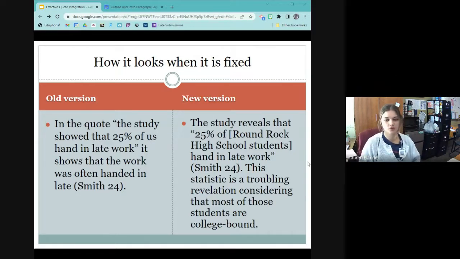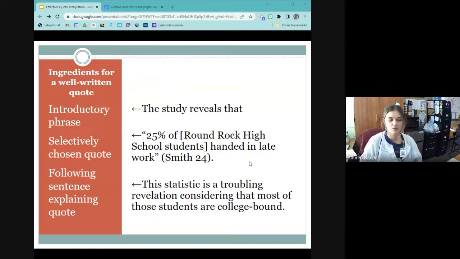This is our goal when we're thinking about integrating quotes: to develop it, to make it clear, and connect back to an overall argument. When we're thinking about this, there's a really clear path for making sure my quotes are well integrated and that I'm defending them well. So first, I need to have an introductory phrase. That's something that's going to lead into my quote or introduce it so that when I go to read it, it's smooth and transitions well.